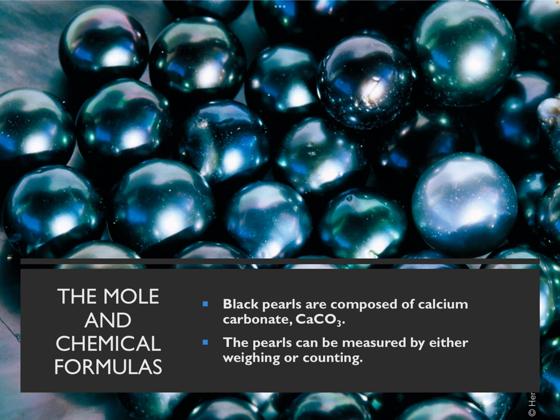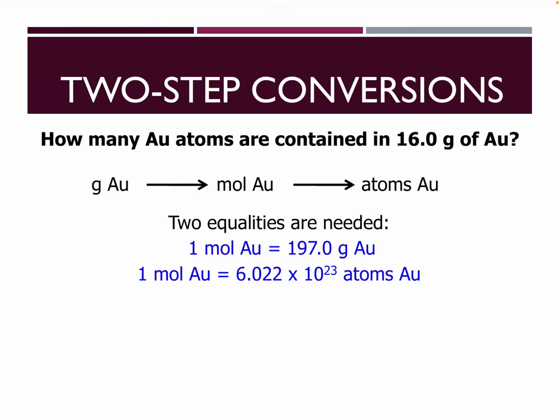So last time we learned 2 different conversion factors. The molar mass is equal to 1 mole, and Avogadro's number is equal to 1 mole. And we learned how to do some one-step conversions using those 2 different equalities. Today, we're going to learn how to put them all together and learn about the information we can get from chemical formulas. So lots to cover today. Let's get going.